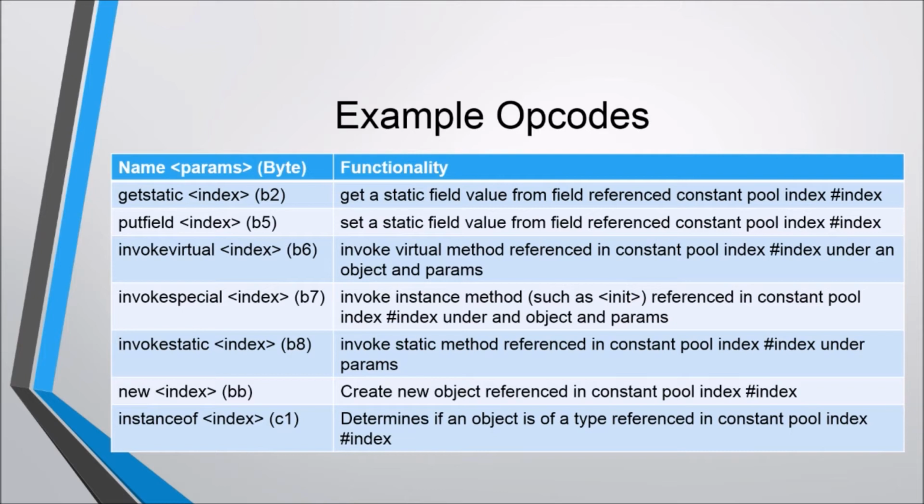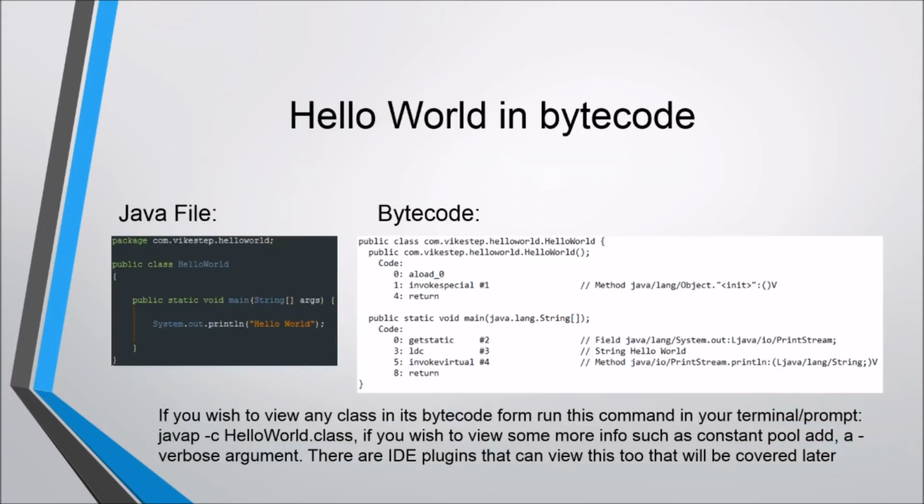And similarly, instanceof is another bytecode instruction which will determine if an object is of a type referenced in the constant pool by the index you've given it. So yes, I've covered some of the bytecodes, but that's not nearly all of them. That's just to give you a grasp of the different types you'll see.